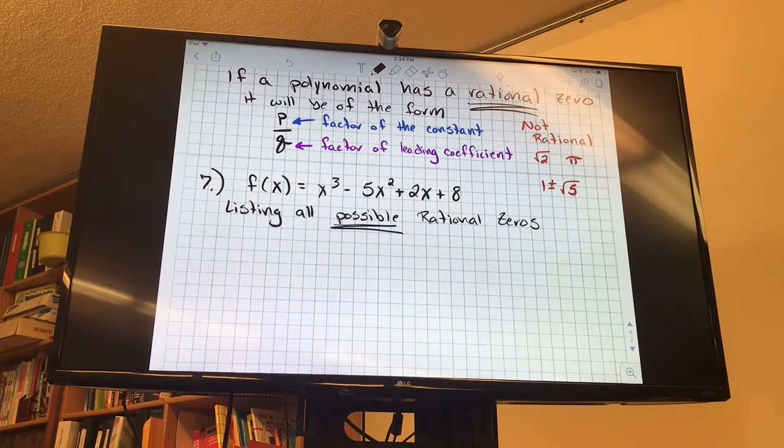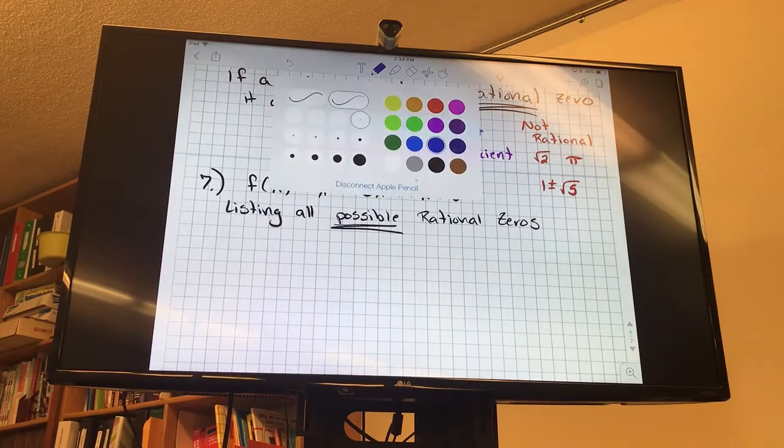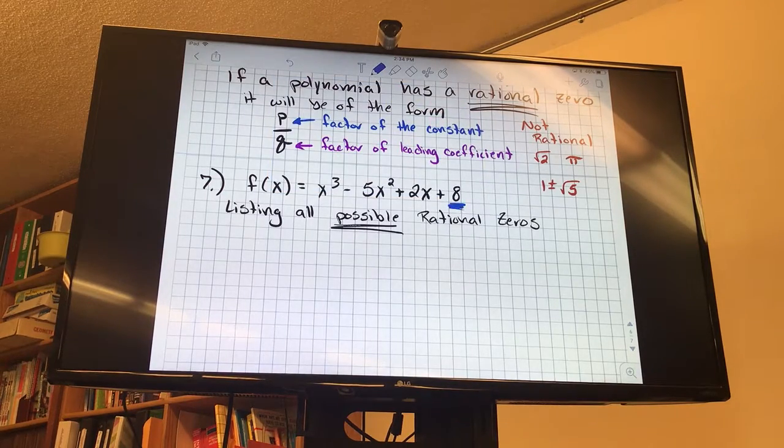Okay, so list all possible. First I need to find my p's. My p's come from the constant. What are the factors of 8? 1 and 8, 2 and 4. But they could both be negative: negative 1, negative 8, negative 2, negative 4. So plus or minus on all of them.